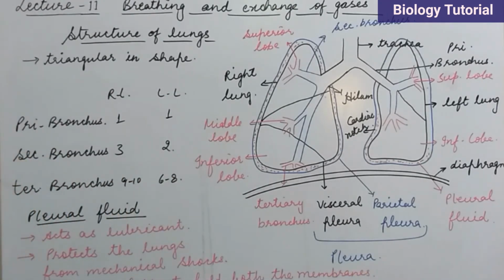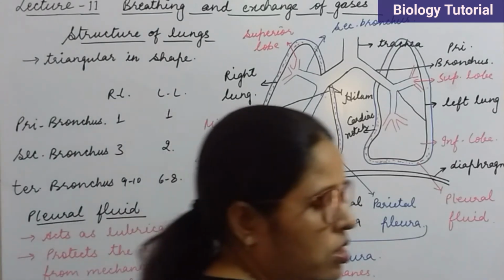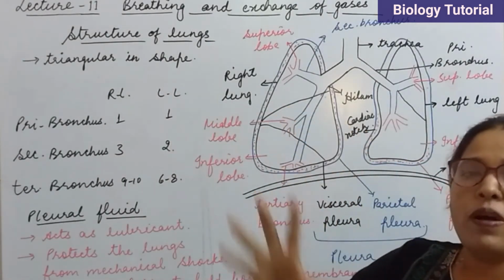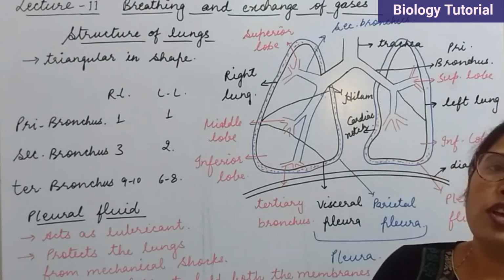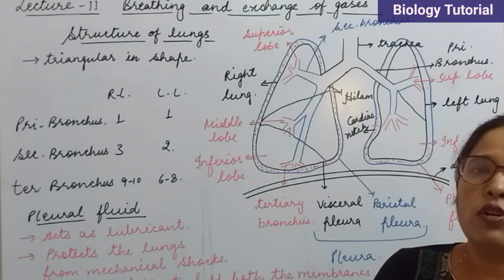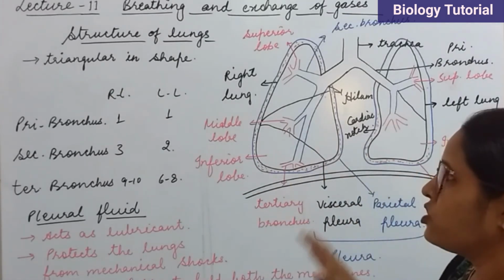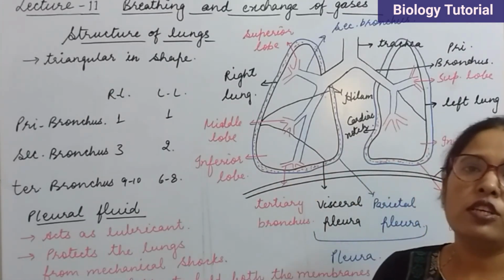Clear? So this is all about the lungs, the structure of lungs. Here the bronchi are also bifurcated into the bronchioles, and about the network of bronchioles, we will discuss in the next lecture. Here the structure of lungs is going to complete.